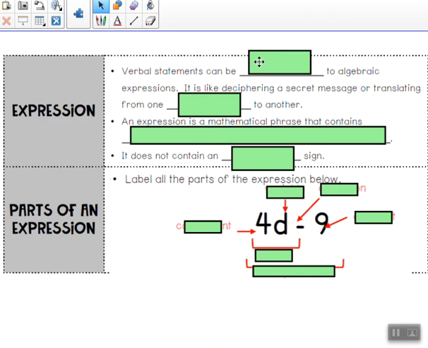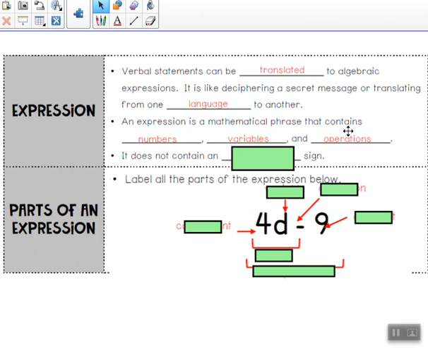So expressions, let's jump right to it. Number 1, verbal statements can be translated to algebraic expressions. They can be translated to algebraic expressions. It's like deciphering a secret message or translating from one language to another. You're going to see examples of this as we go. An expression is a mathematical phrase that contains numbers, variables, and operations. Pause it if you need to and write those down. It does not contain an equal sign. Expressions don't contain equal signs. Okay, we'll get to that later, but just know right now we're writing expressions.